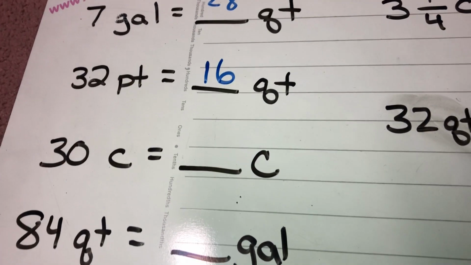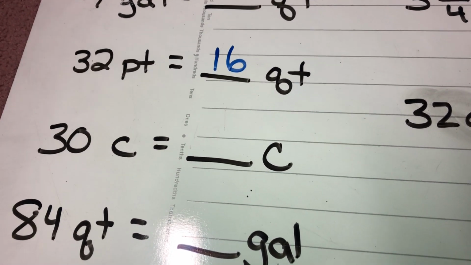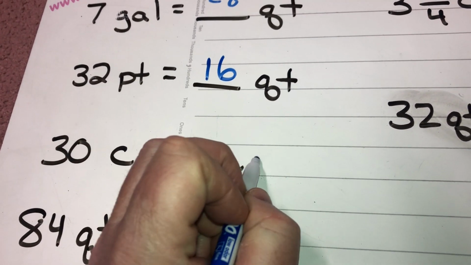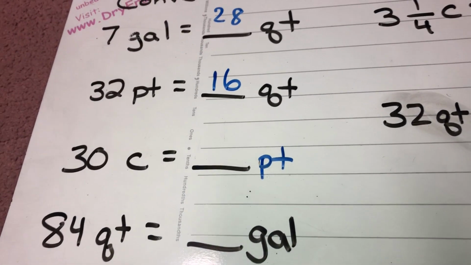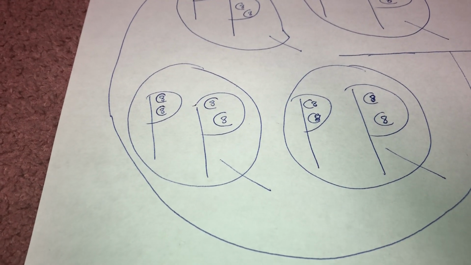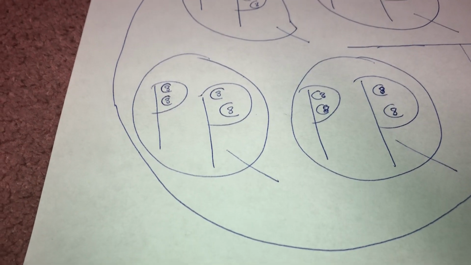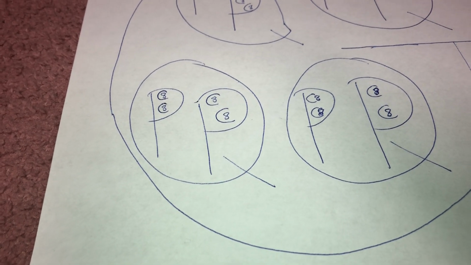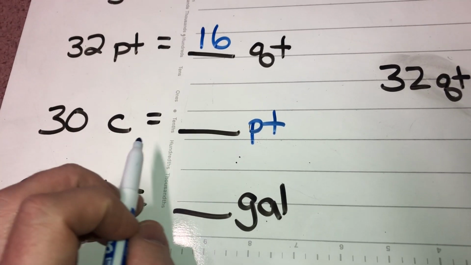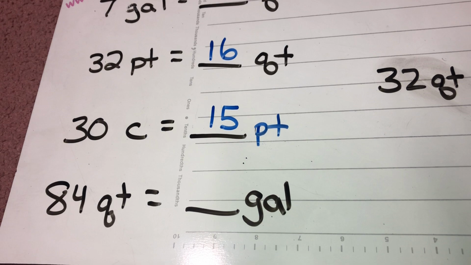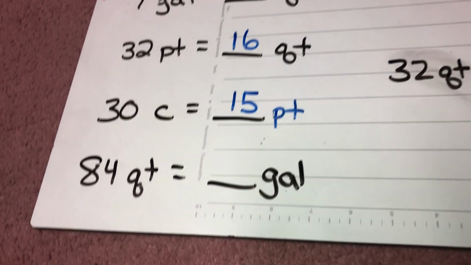30 cups, well, that can't be right. We're going to make that pints. 30 cups equals blank pints. Well, I can see from my measurement that 2 cups make 1 pint. So going from cups to pints, my measurement is getting bigger, which means my number is going to get smaller, which means I'm going to divide. And since it's 2 cups that make 1 pint, it's going to be 30 divided by 2. Well, 30 divided by 2 is 15, and I get 15 pints.